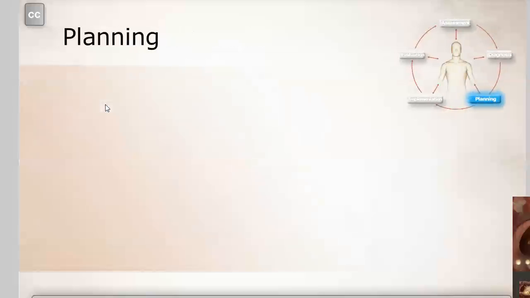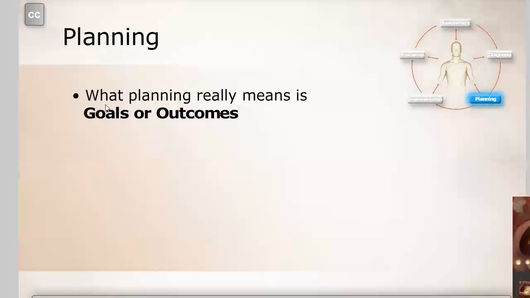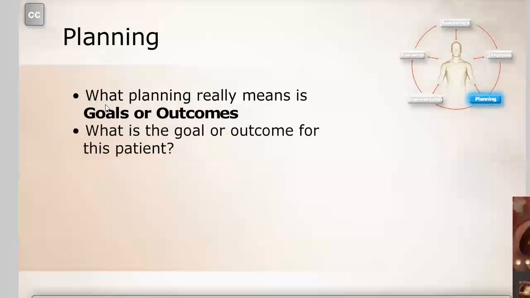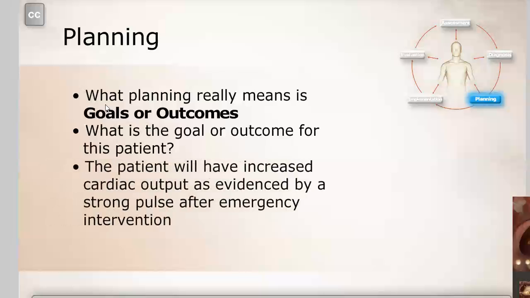Now you will move to the third step of the nursing process, planning. The best way to remember planning is to substitute the word goals or outcomes. What is the goal for this patient? The patient has no pulse. So the goal is: the patient will have increased cardiac output as evidenced by a strong pulse after emergency intervention.